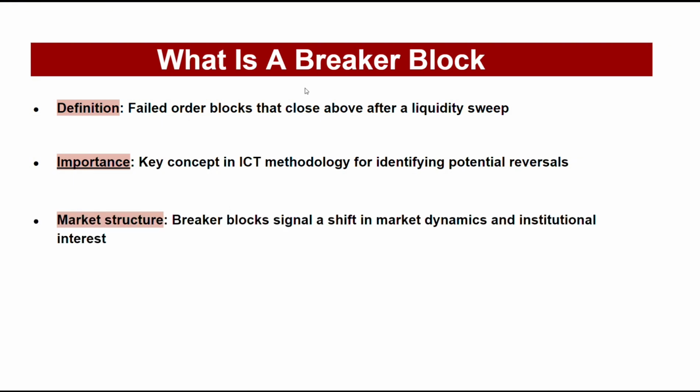So how does this breaker block implement into market structure? Breaker blocks signal a shift in the dynamics of the market and the institutional interest and order flow. It is also a potential market structure shift, and it holds more power than a market structure shift because it's not just a shift in the market, it's an order block that we'd like to see price move in one direction being failed, closed above, and then we can use that to our advantage for price moving higher.